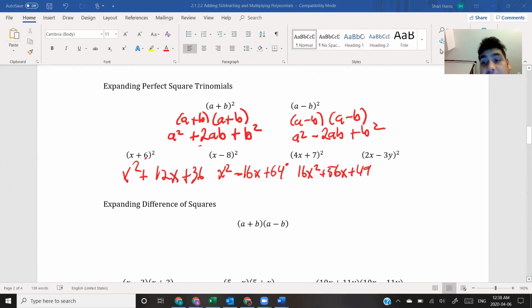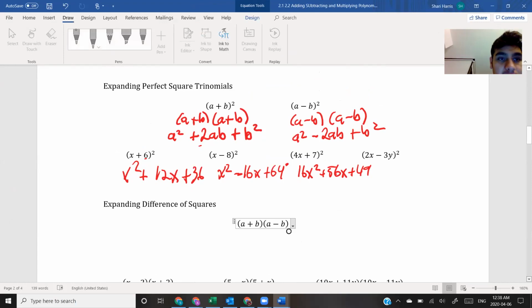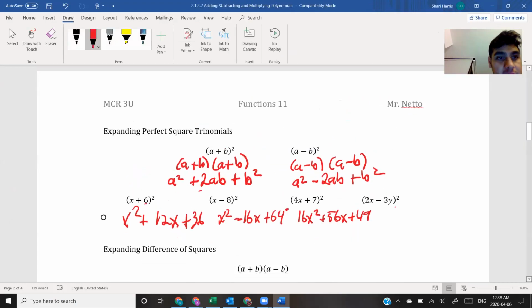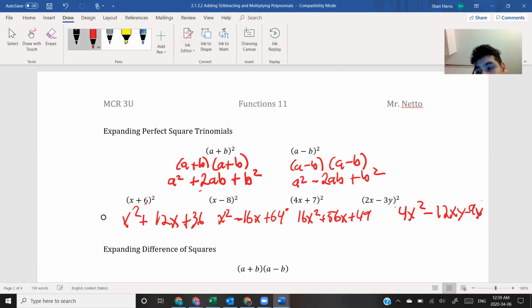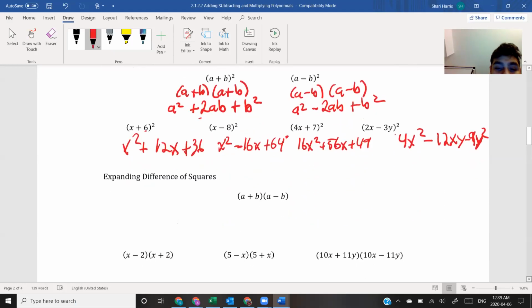So 2x minus 3y squared. So that's 4x squared minus, it's going to be a minus, right? 2 times 2x is 4x. 4x times 3y is 12xy minus 9y squared. All right, so these are perfect square trinomials.